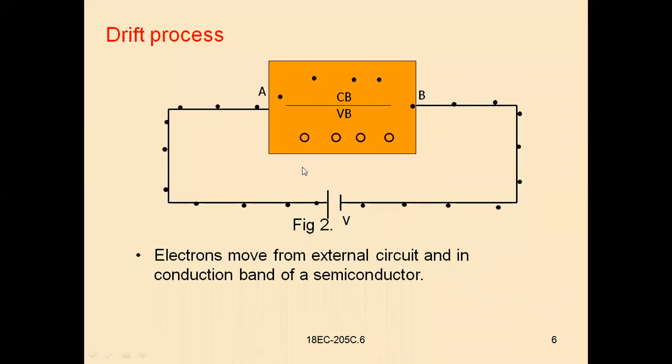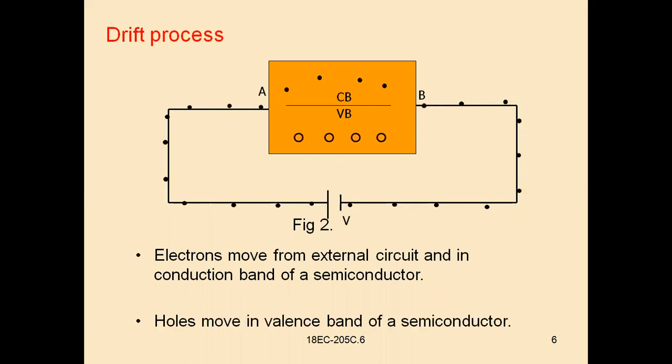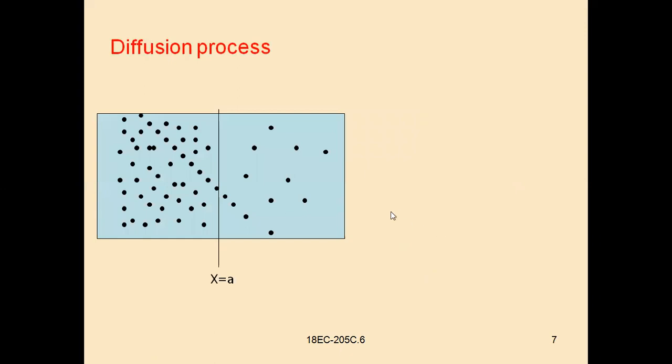This is known as drift process. Drift process means, whenever an external voltage is applied to a circuit, the electrons are going to move from the external circuit and in the conduction band of the semiconductor. Holes are going to move in the valence band of a semiconductor. Let us see the diffusion process.